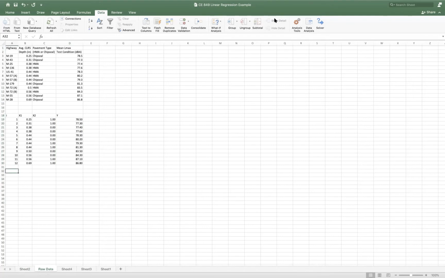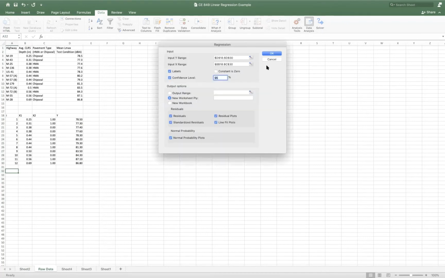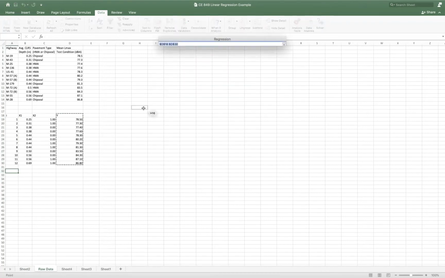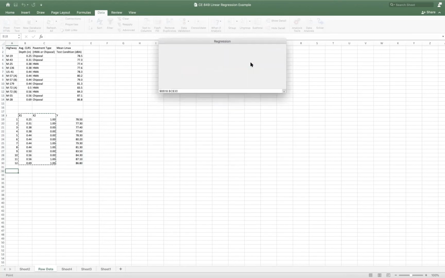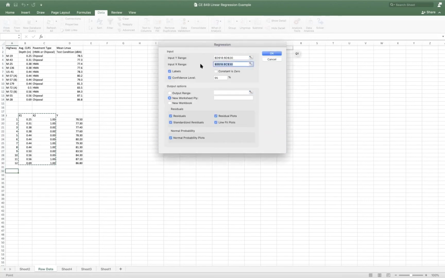I'm going to go up to Data and use our Data Analysis tools here. I'm going to select Regression. From here, we're simply highlighting our Y variable and our X variables collectively. I've indicated that the top row includes labels, and I've specified a confidence level of 95%. I'm outputting the results to a new worksheet, and then I'm saving our residuals and our standardized residuals.